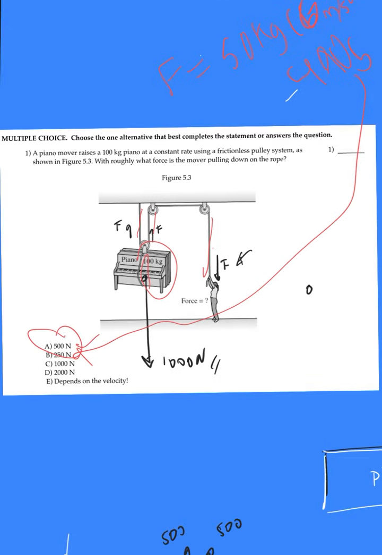The reason is because of equilibrium: the net force in equilibrium is zero.